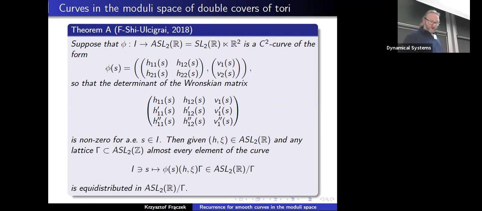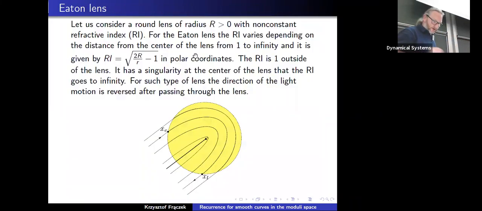And in this situation, if we take any translation of this curve in the homogeneous space, here gamma is any lattice in this group, then every such translated curve is good. It means that almost every point from this curve is equidistributed by the forward Teichmüller flow. And I don't want to say anything about the proof, which is really complicated. I would like to say about applications, three applications of this result.